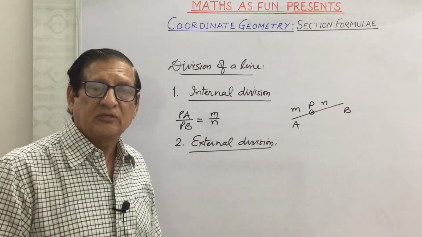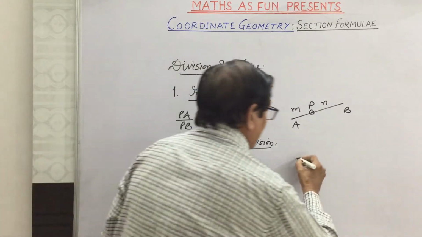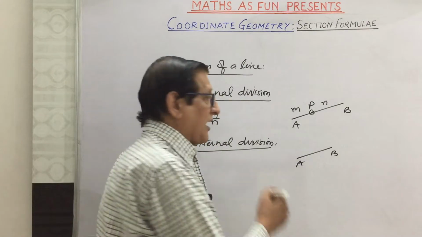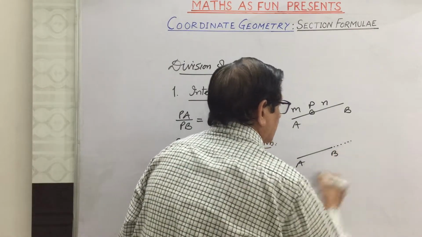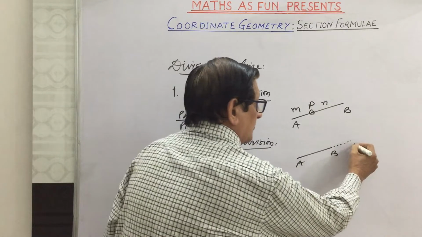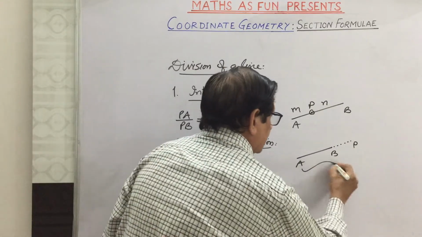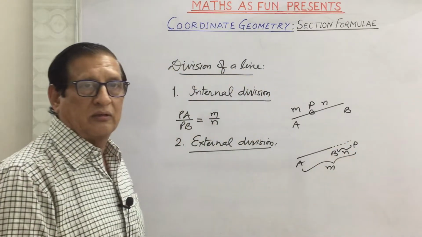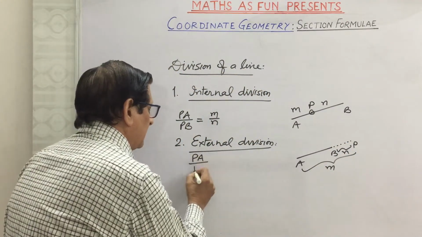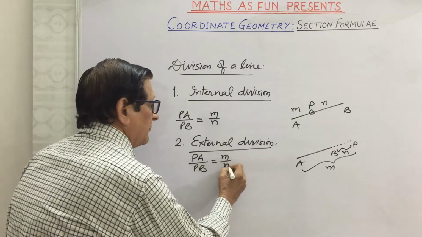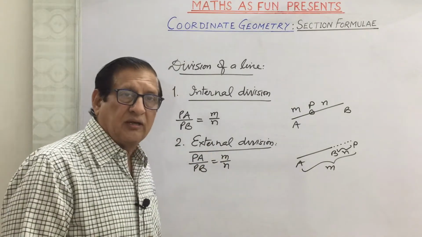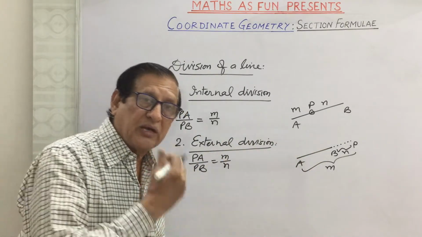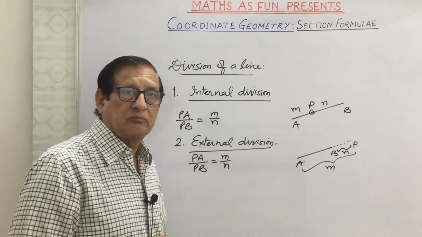What is external division? In case we have a line AB joining two points and we find a point on producing this AB to P, such that the ratio of PA to PB is m:n. It means here also we find PA upon PB is equal to m/n. It is not necessary that the line is to be produced on the side of B only. It may be produced on the side of A also.